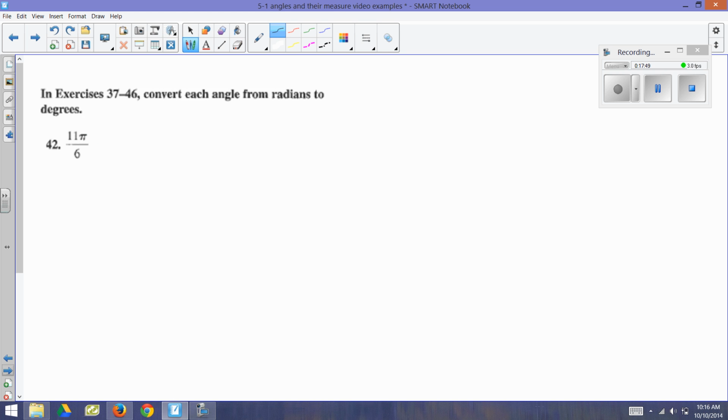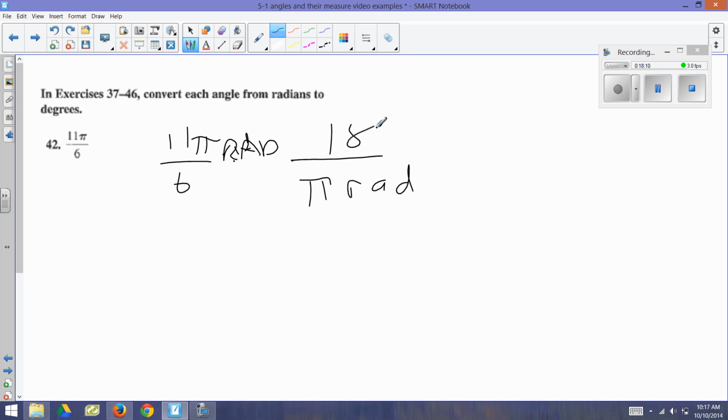42, convert each angle from radians to degrees. I can't tell if this is positive or negative, so I'm just going to leave it as positive, because I'm going to cut and paste. I'm going to leave it as 11 pi over 6. Convert it. Remember, it's radians. I'll label it radians. So I need to multiply by pi radians on the bottom, 180 degrees on the top. Pi's cancel out. 6 goes into 180 30 times. So now I have 30 times 11, which is 330 degrees.